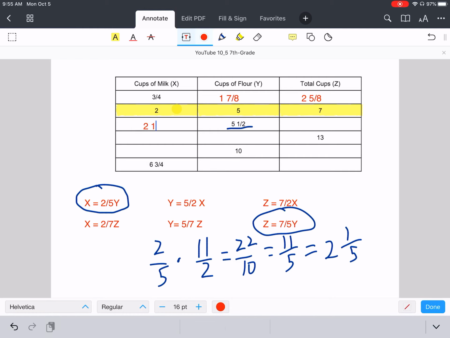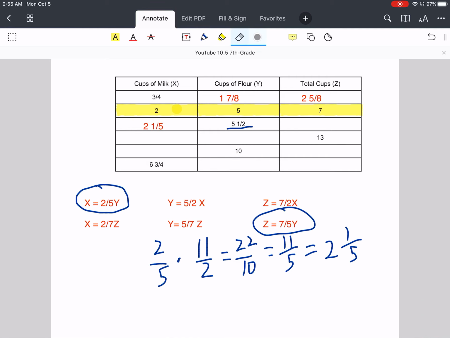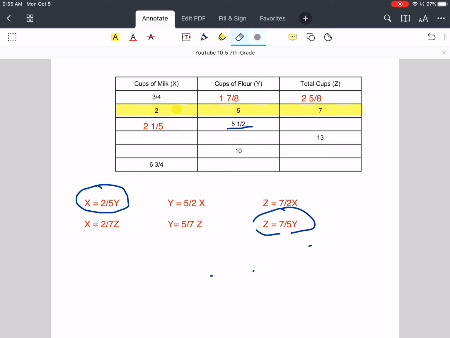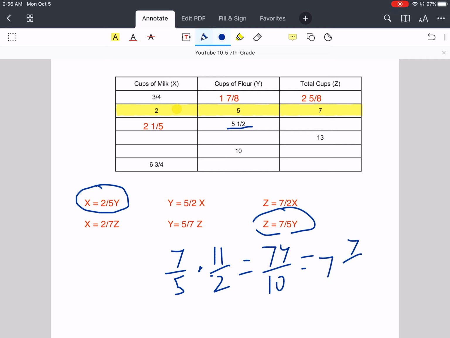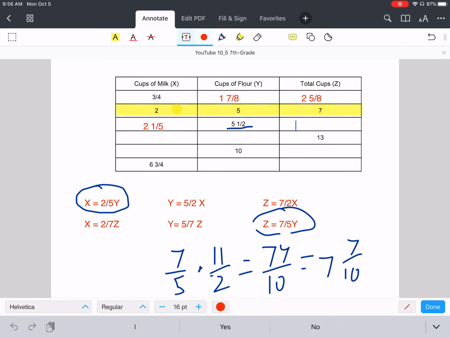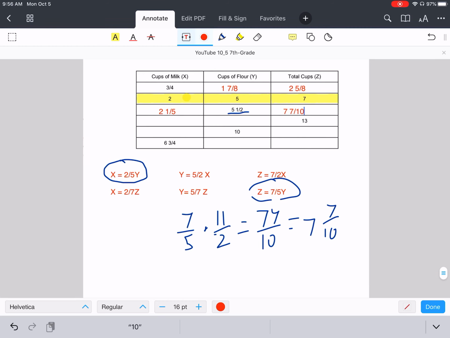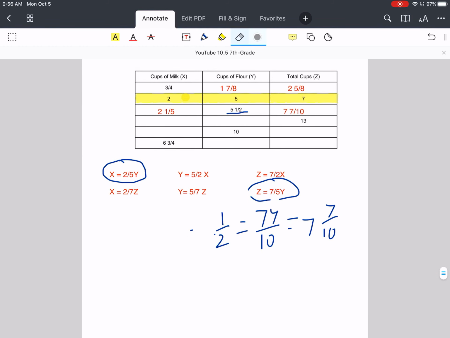We have 2 and 1/5. And then for the z value, it says z equals 7/5 times y. So we're doing 7 over 5 times 11 over 2, which is getting us 77 over 10, which equals 7 and 7/10. So you can see that if you can multiply fractions, if your math facts are strong, these do not take forever, even on a tablet and erasing.